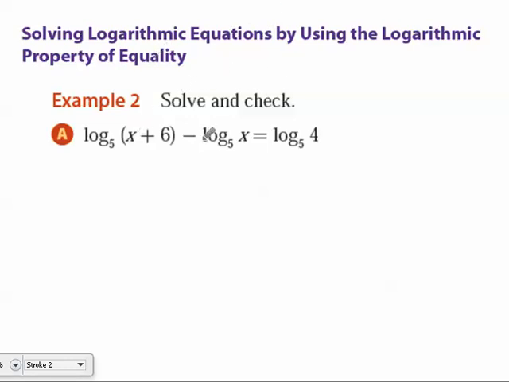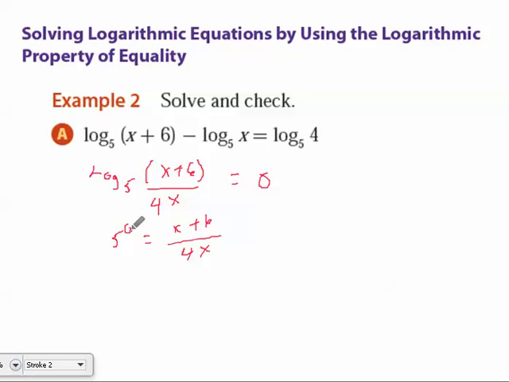So when I see this, one of the things I'm thinking about is that I'm going to have log to the base of 5 of (x plus 6) divided by (4x). How did I get 4x there? Well, I subtracted this from the other side, and that's equal to 0. So that's 5 to the 0th power is equal to (x plus 6) divided by 4x.